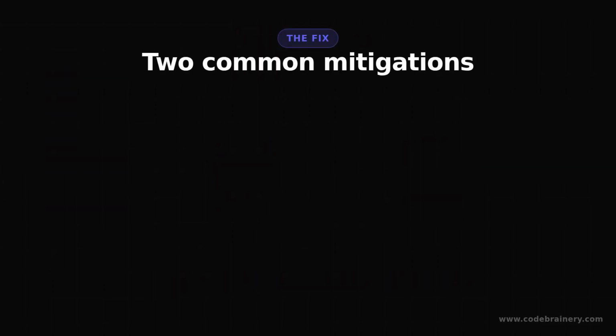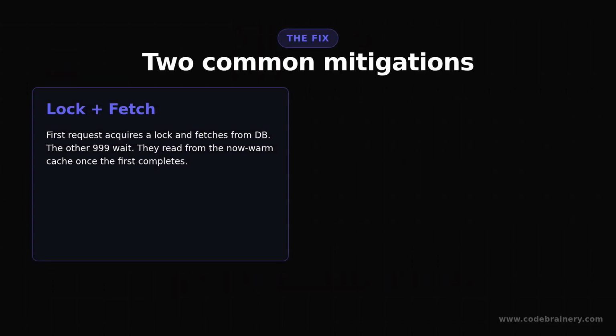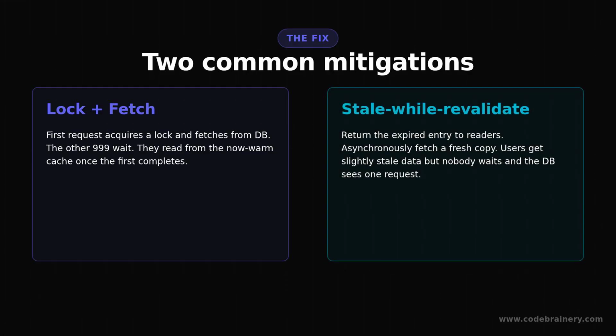2 common mitigations. First, lock and fetch. When the cache misses, the first request acquires a lock. Other requests wait. The first request fetches, fills the cache, releases. The waiters then read from the warm cache. Second, stale-while-revalidate. The cache returns the expired entry to readers while asynchronously fetching a fresh copy. Users get slightly stale data but nobody waits, and the database sees one request, not 1,000.